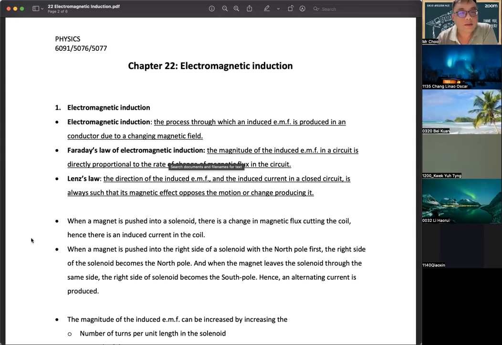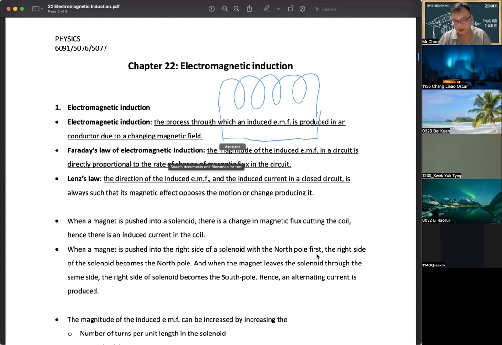So what is this? I will explain in a while. When a magnet is pushed into a solenoid, there will be an induced current because there's a change in the magnetic flux cutting the coil. So when a magnet is pushed into the right side of the solenoid with the north pole first, what does this mean? Let me just draw a coil like this. The magnet's north is here and it's moving in.